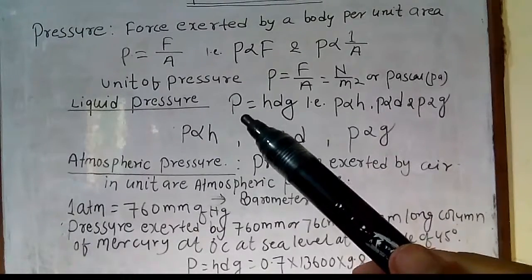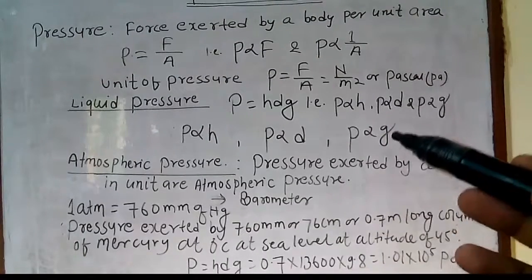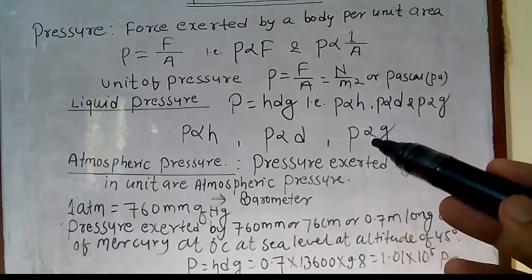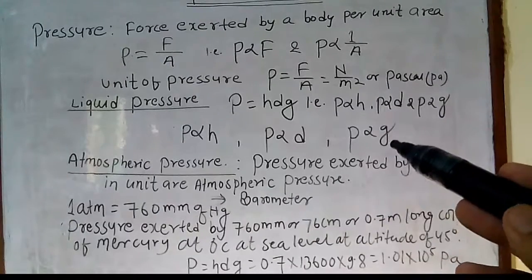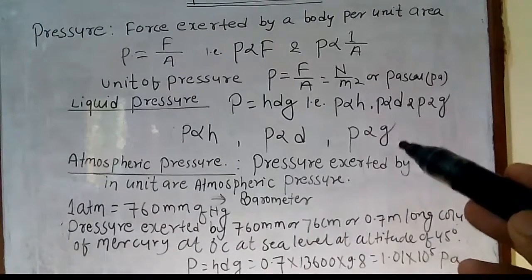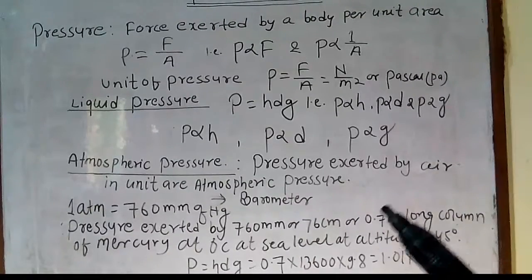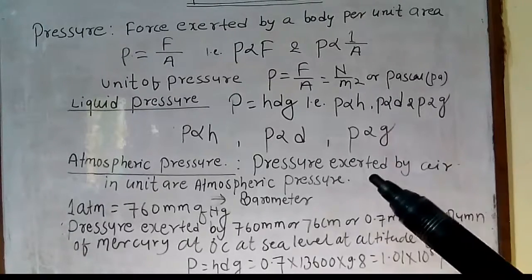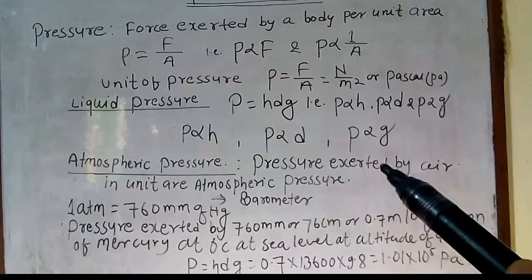And the third relation is that pressure is directly proportional to acceleration due to gravity. And you know the acceleration due to gravity is not a constant quantity. It changes according to the surface of the earth. So when acceleration due to gravity is increased, of course pressure is also increased, and when acceleration due to gravity is decreased, pressure is also decreased. That is the relation between liquid pressure and acceleration due to gravity.